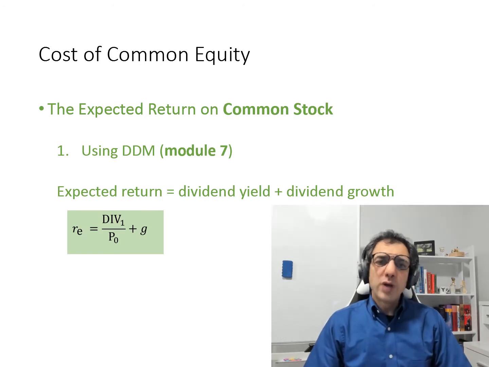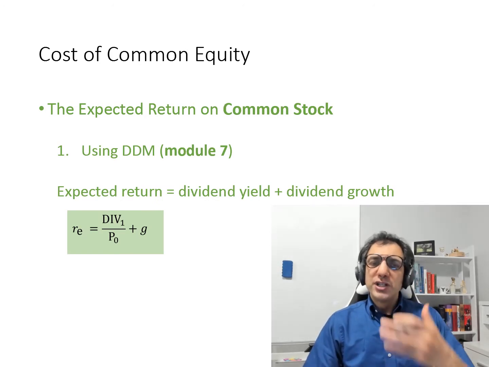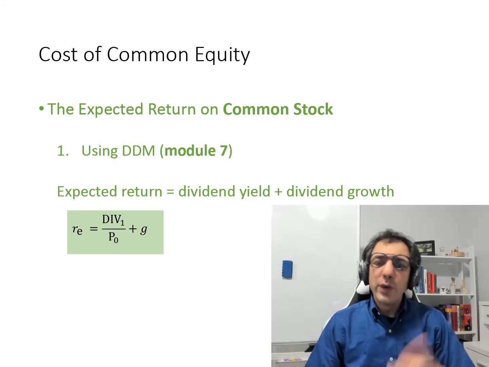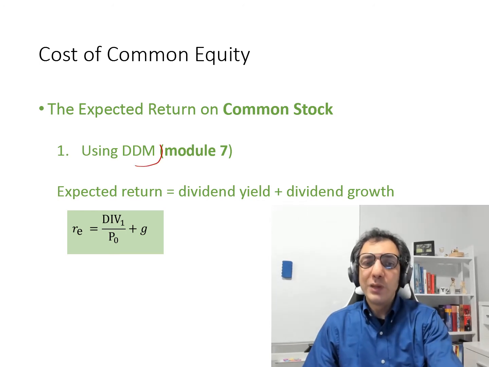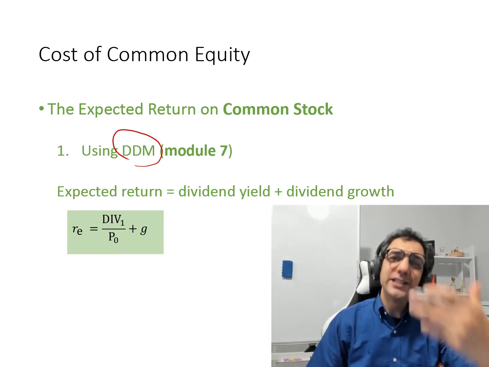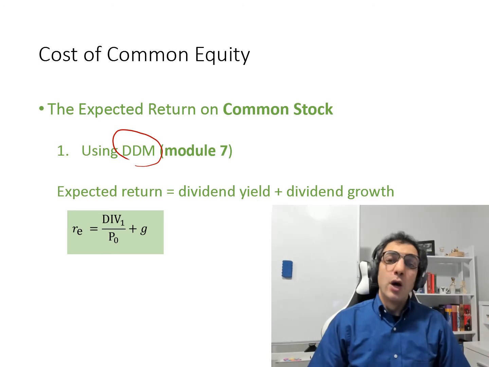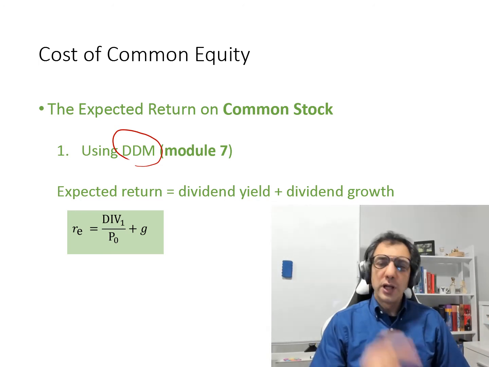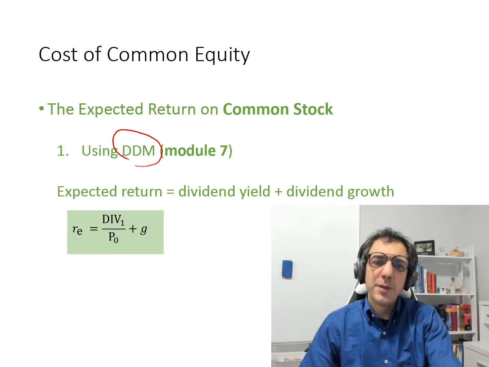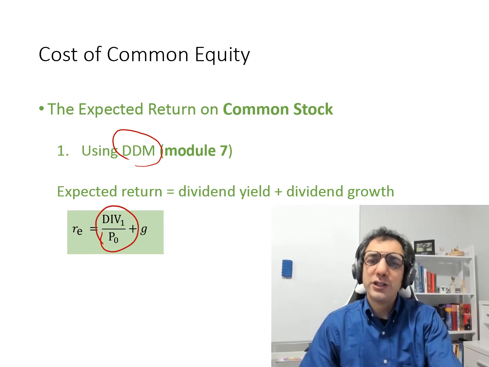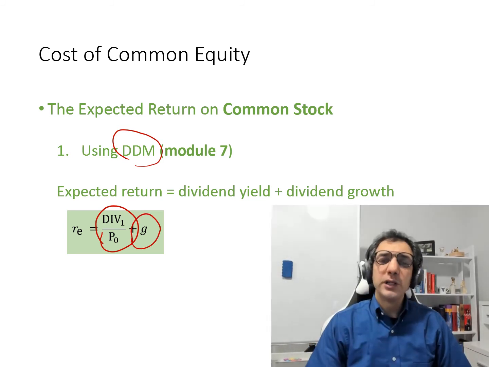When it comes to common equity or common shares, as I mentioned, there are several ways we can calculate the cost of common equity. One way is using the DDM. We'll learn in Module 7 about the DDM, or dividend discount model, also called the Gordon formula. If you rearrange the formula, you will be able to find the cost of common equity. The first portion is your dividend yield, and the second portion is capital gains yield, or simply the growth rate.